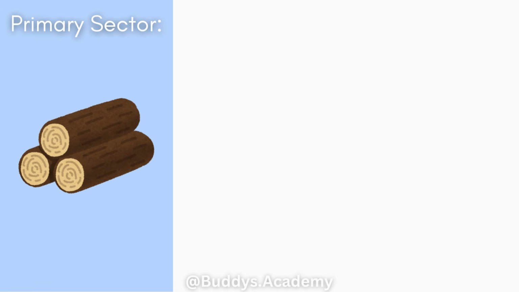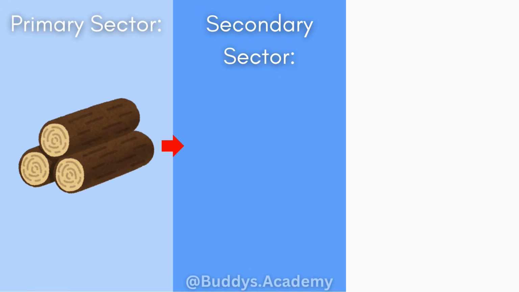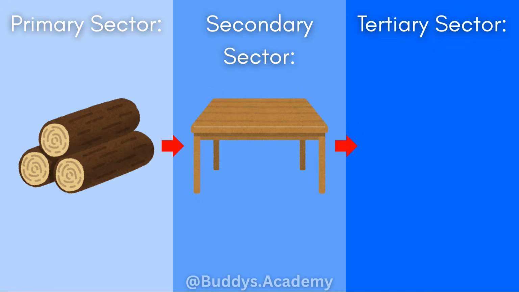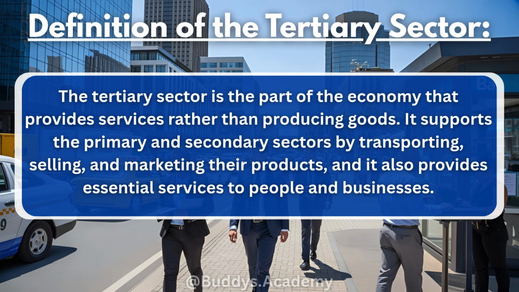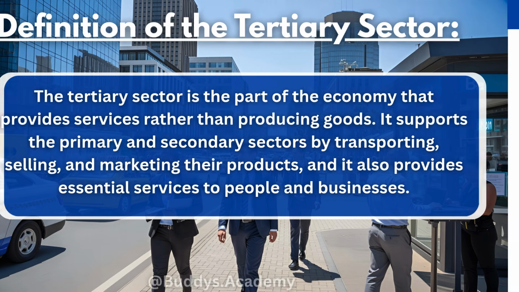Let's say in the primary sector, you're going to extract wood from the natural environment. Now in the secondary sector, that wood is then going to be transformed into something useful, like a table or a cupboard. Now in the tertiary sector, we're going to have our transport companies which are going to transport this cupboard or this table from where it's made in the secondary sector to the customer. So that's basically how your tertiary sector is going to support both the primary and the secondary sector. And it also provides essential services to people and businesses.